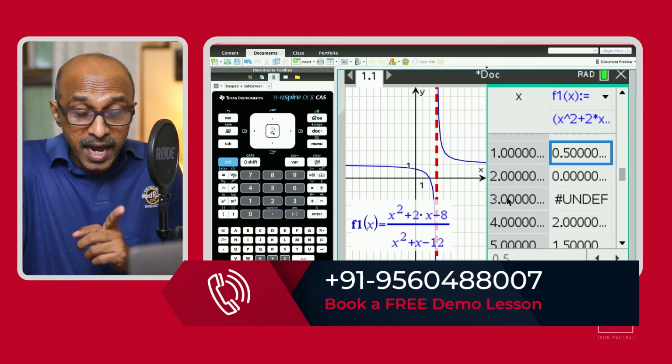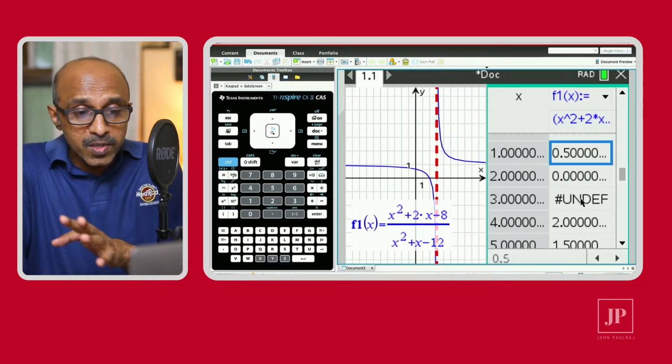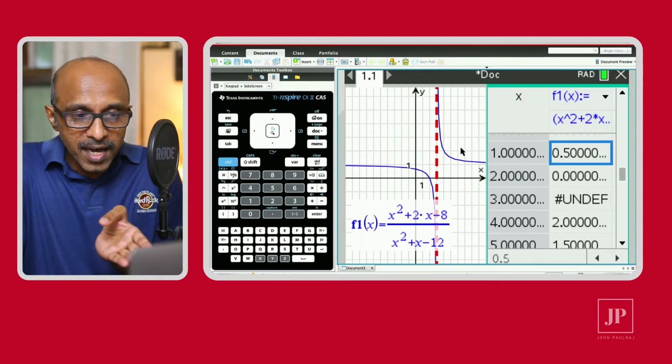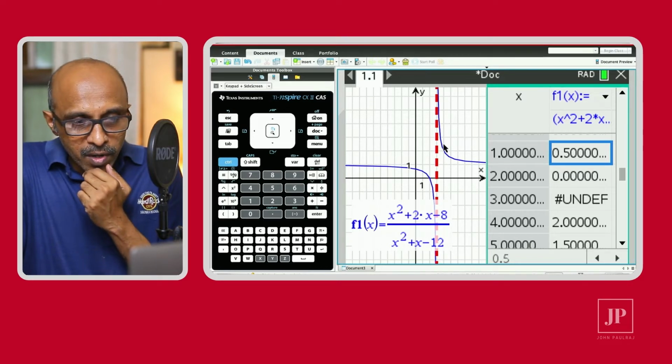And you can see that at x equals 3, the function is undefined. So clearly, the denominator becoming 0, x equals 3 is not part of the domain, and we saw a vertical asymptote. We can see that, all right? But what's going on at x equals -4?